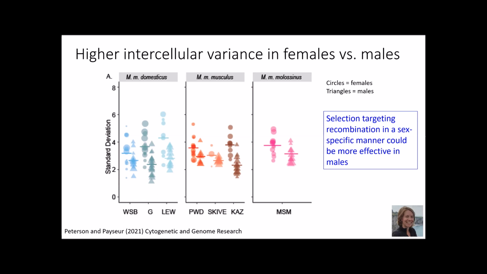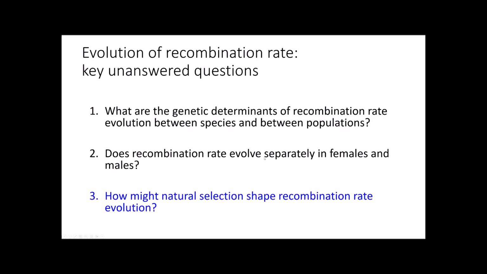makes us wonder if maybe selection targeting recombination in a sex-specific manner might be more effective in males. That is, if the intercellular variance is lower in males, that means that the phenotype of a mouse is a more consistent or robust readout of its genotype, which could increase the effectiveness of selection in males. We don't know, but that's just an idea.